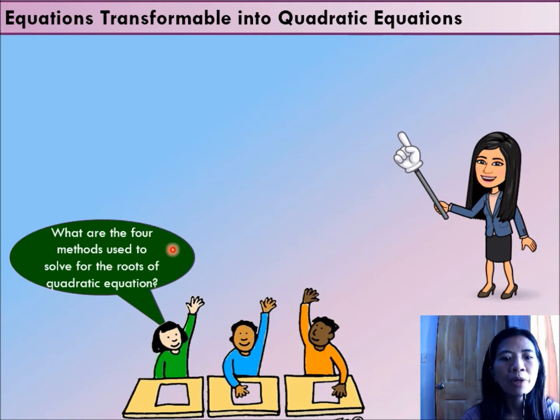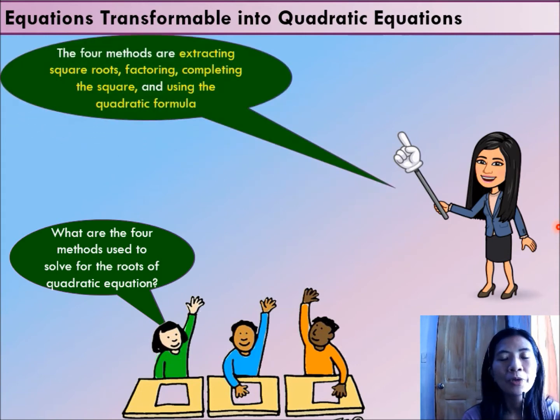What are the four methods used to solve for the roots of quadratic equations? Based on our lesson in quarter 1, week 1, we have four methods. These are extracting the square roots, factoring, completing the square, and using the quadratic formula. From these four methods, you can solve for the solutions or roots of the quadratic equation.